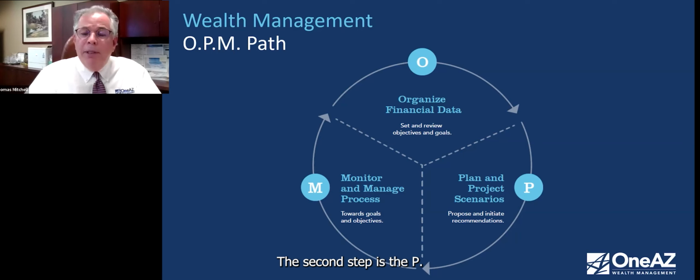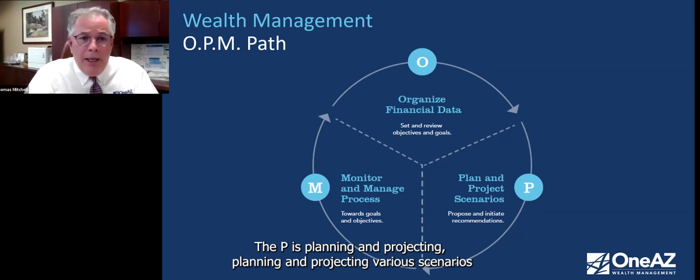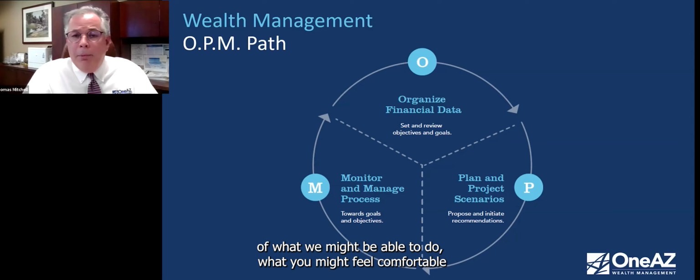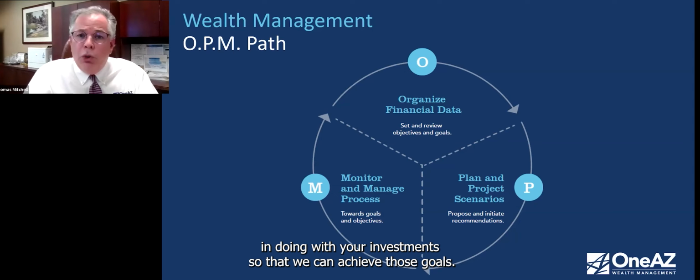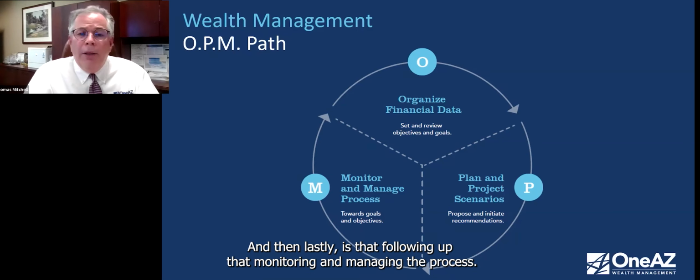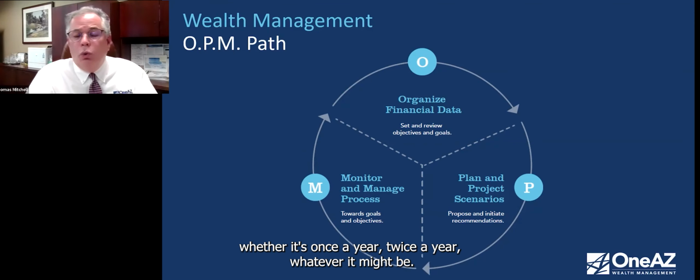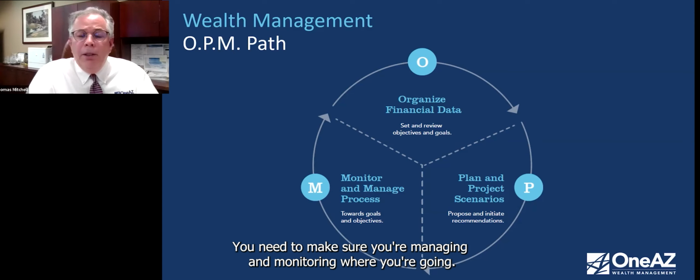That's the first step. The second step is the P. The P is planning and projecting. Planning and projecting various scenarios of what we might be able to do, what you might feel comfortable in doing with your investments so that we can achieve those goals. And then lastly is that following up, that monitoring and managing the process. It's very, very important to be checking in on an ongoing basis, whether it's once a year, twice a year, whatever it might be. You need to make sure you're managing and monitoring where you're going.